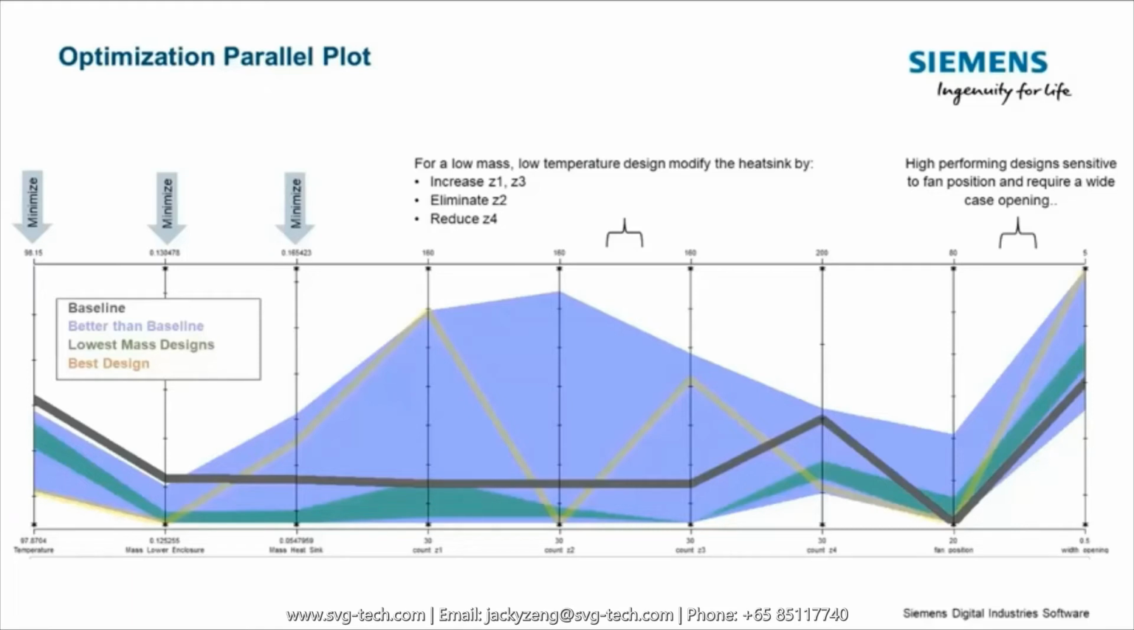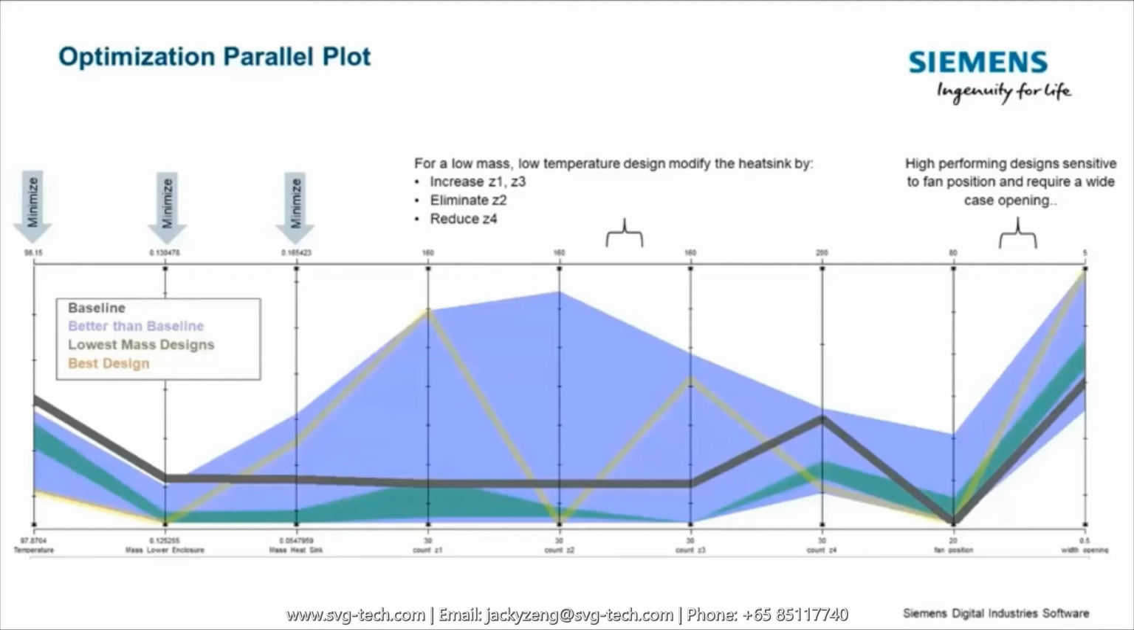What we see on the right of those are the counts, so counts Z1 through Z4, and then fan position and width of the opening. So what HEADS is telling us over here is, a low mass, low temperature design modify the heatsink by increasing Z1 and Z3 and eliminating Z2. Apparently, the row Z2 is not doing much, and also reduce Z4.